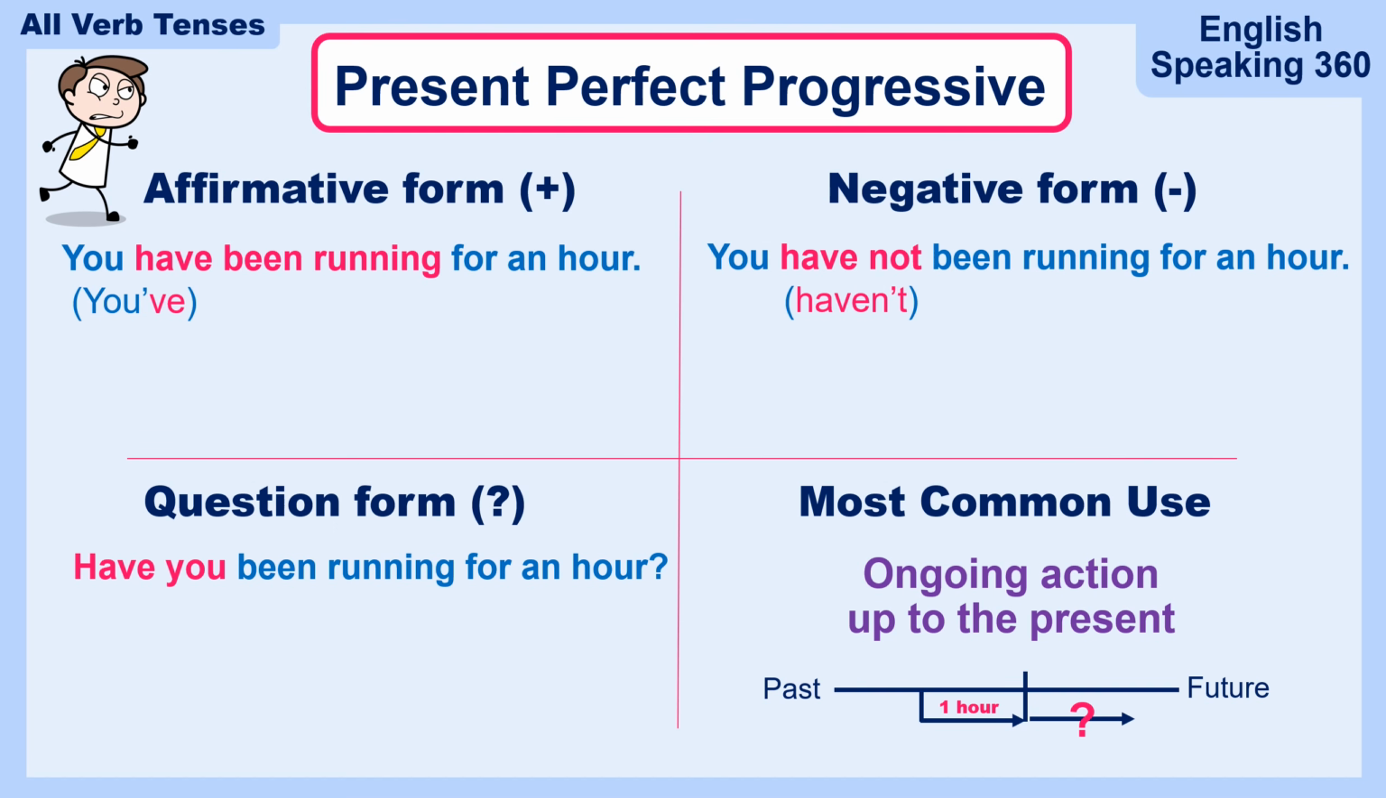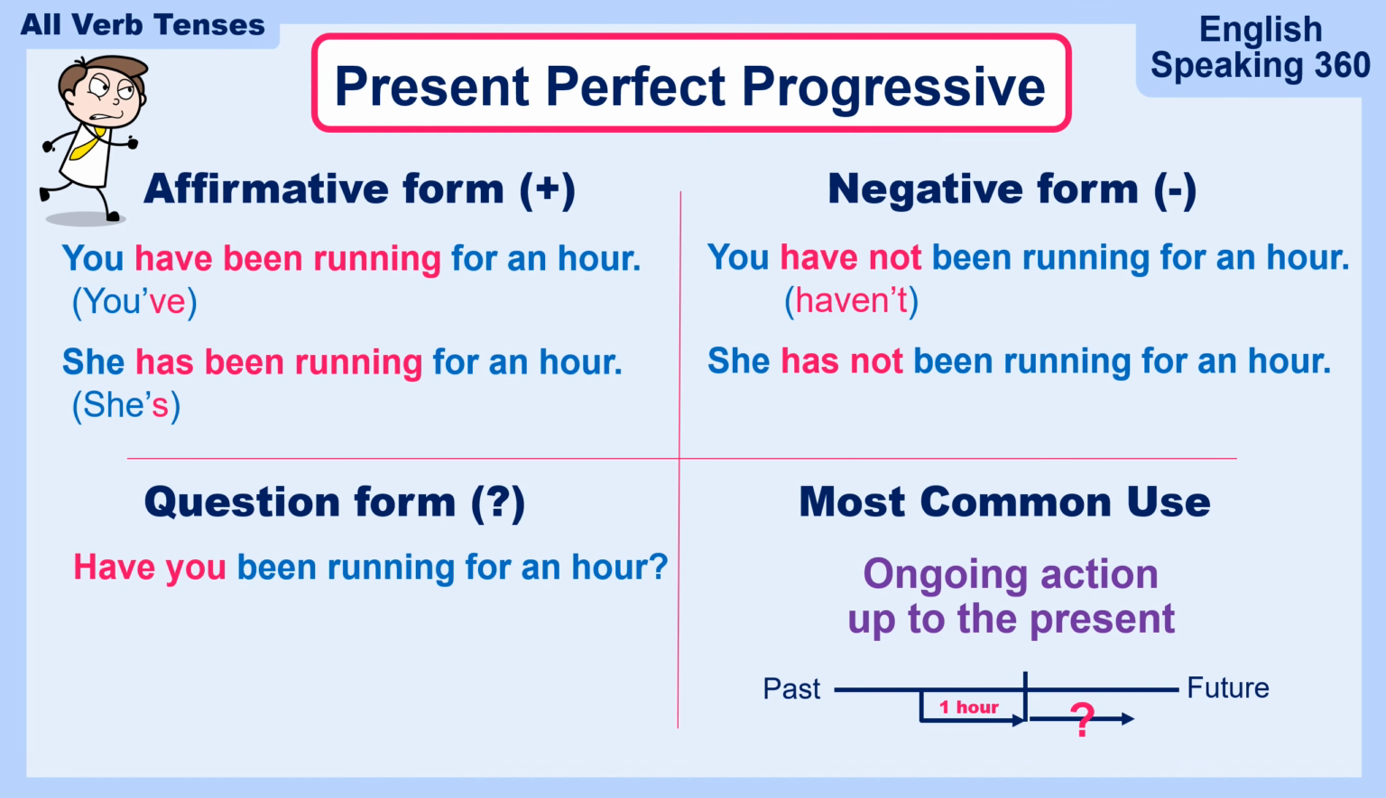Now the third person, watch out here. I think you can guess what I'm going to say. She has been running for an hour. She has been running for an hour, or you could say, she's been running for an hour. The negative form? She has not been running for an hour. She hasn't been running for an hour.